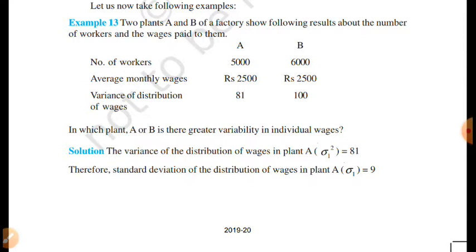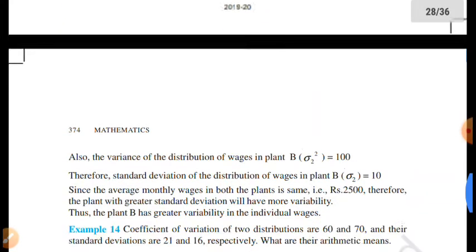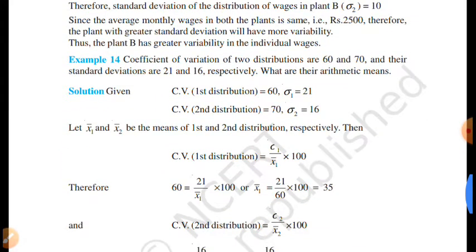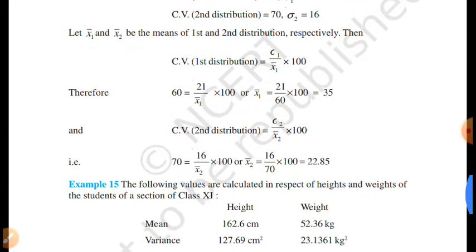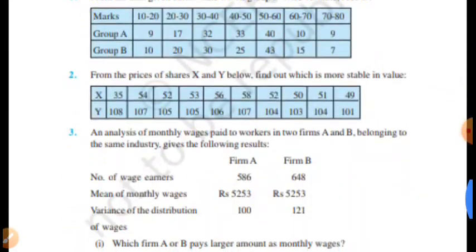If the average monthly wages are given, that is nothing but the mean. If the mean is not given, you need to find the mean, and the standard deviation should be divided by the mean. Now let us go to the next one. The CV of the first distribution and the CV of the second distribution are given, and let x1 and x2 be the means of the two. You can find this very simply.